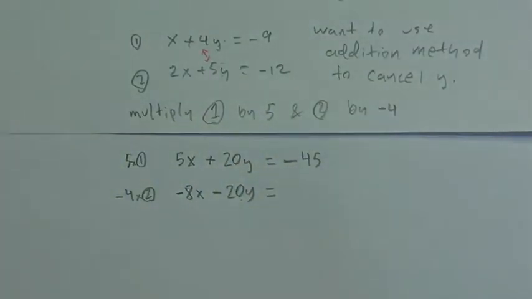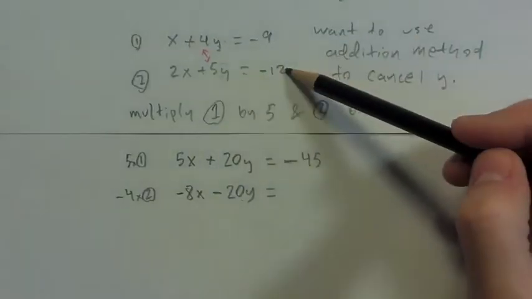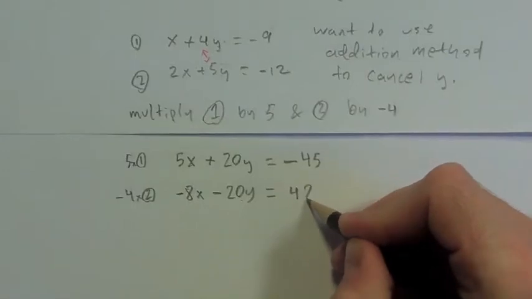So basically, the addition method is find a thing that will make everything cancel. Okay? And then now the negative 12 times negative 4 will be a positive 48.